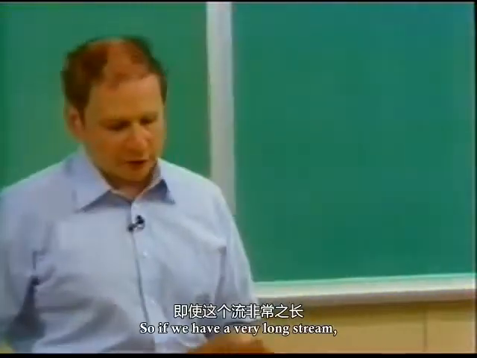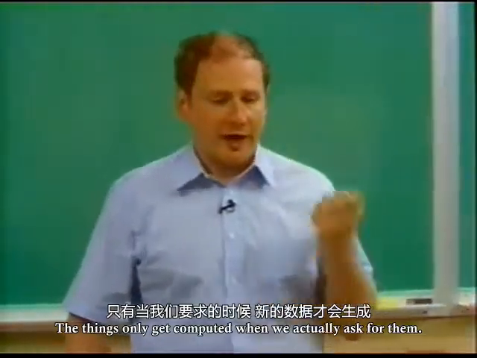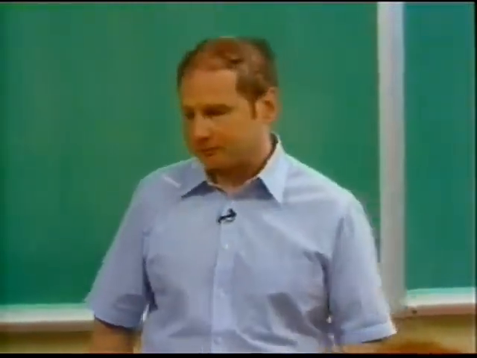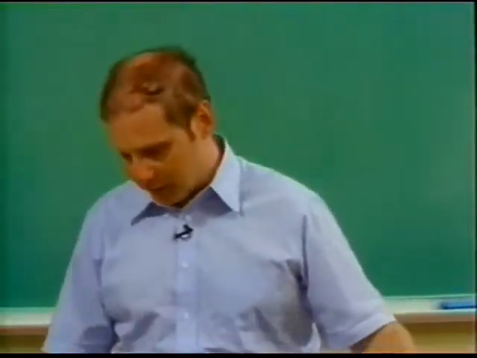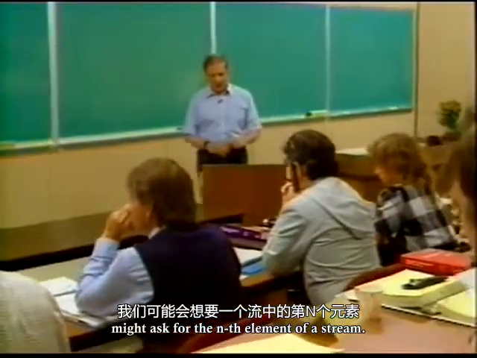Right, so if we have a very long stream, we only compute what we need. The things only get computed when we actually ask for them. Well, what are examples of actually asking for them? For instance, we might ask for the nth element of a stream.